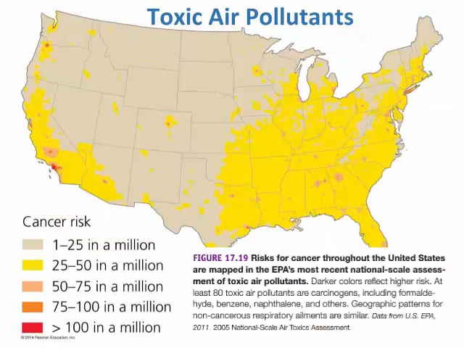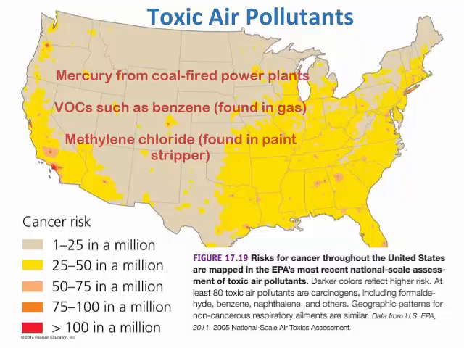We have also reduced emissions of toxic air pollutants, which are pollutants that can cause cancer, reproductive defects, or neurological, developmental, immune, or respiratory problems. The EPA regulates 188 toxic air pollutants. Examples of toxic air pollutants include mercury from coal-fired power plants, VOCs such as benzene, which is found in gas, and methylene chloride, which is found in paint stripper.